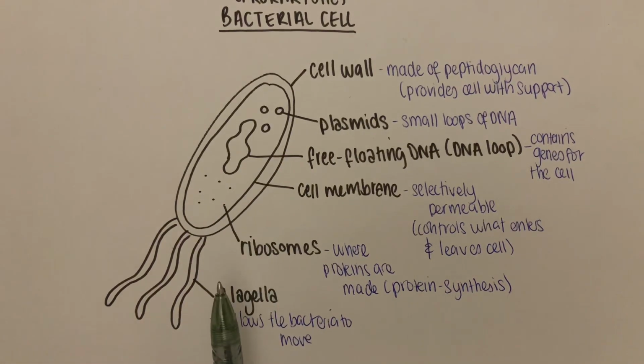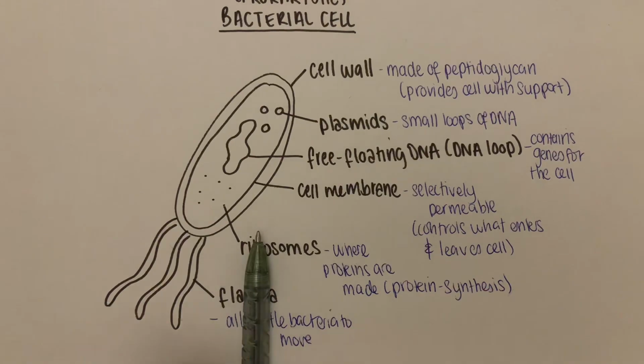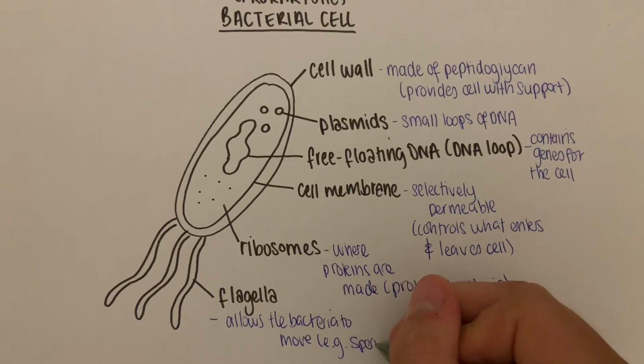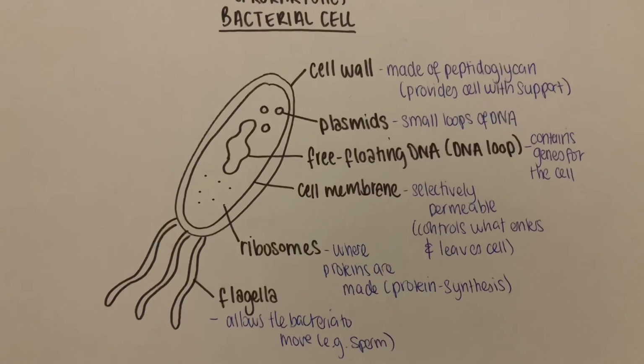So if the bacteria enters a host body, what will happen is they will move because the flagella will basically act like a tail which causes it to move. So it allows the bacteria to move, e.g. sperm. Now sperm isn't bacteria, it's a sex cell, but sperm has flagella. Now bacterial cells, they don't just have 3, some may have 100, some may have only 1, and some actually do not have any. That's important to know.